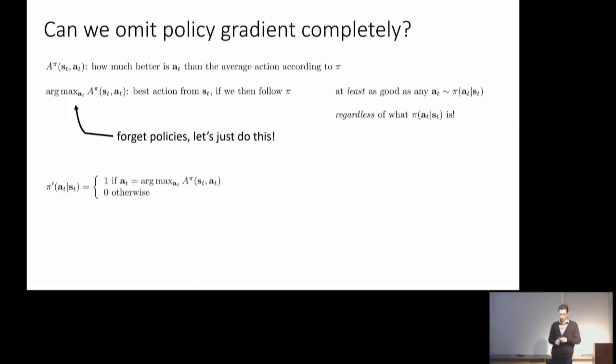Okay, so just to make this concrete, if you change your policy from pi to pi prime, where pi prime takes an action with probability 1 if it's the argmax of the advantage, and probability 0 otherwise, that's just basically formalizing in math what I wrote up here, then pi prime will be at least as good as pi, and oftentimes actually better.